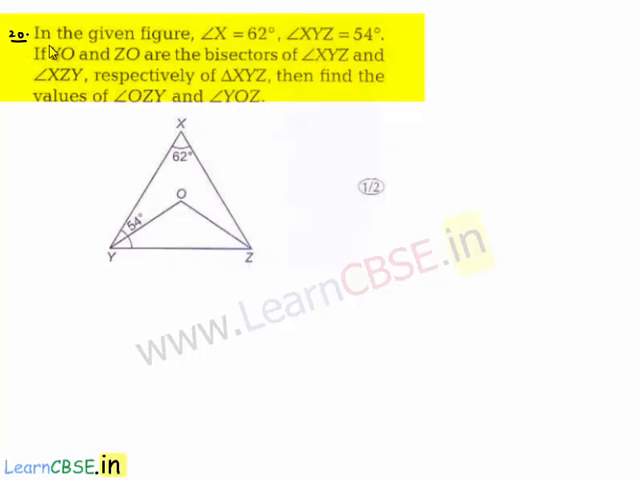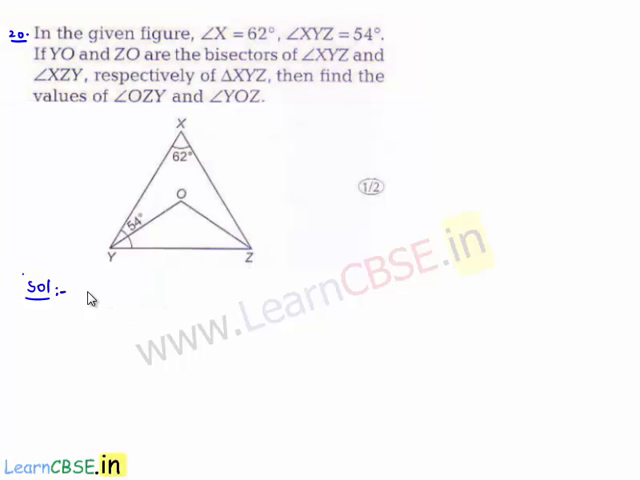Now moving on to 28th question B. In the given figure, angle X is equal to 62 degrees, angle XYZ is equal to 54 degrees. If YO and ZO are the bisectors of angle XYZ and angle XZY respectively of triangle XYZ, then find the value of OZY and YOZ. Now moving on to the solution.